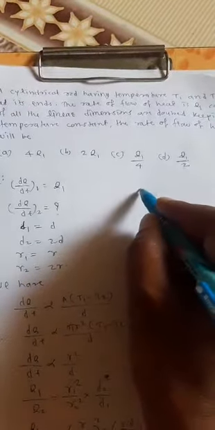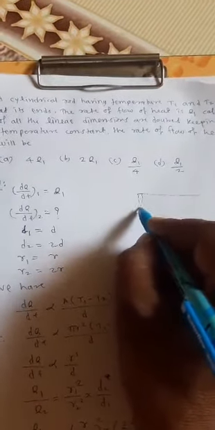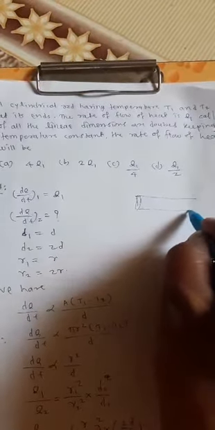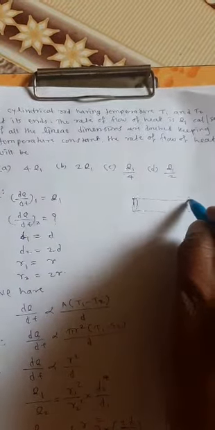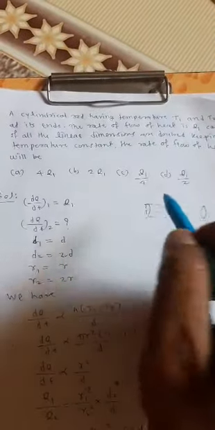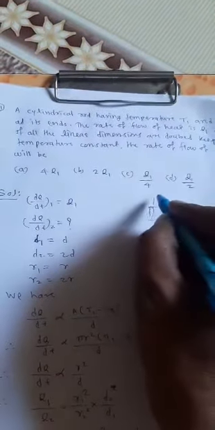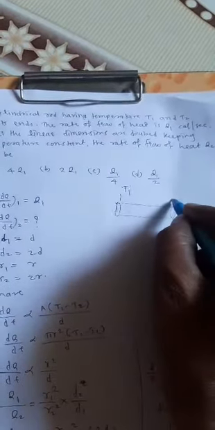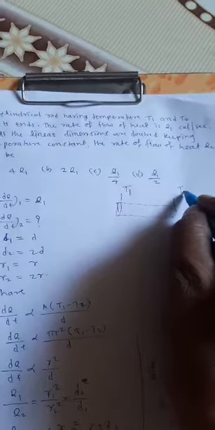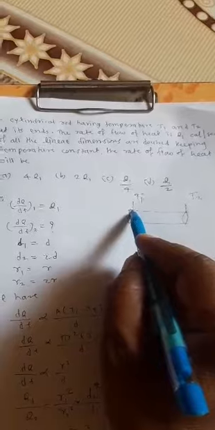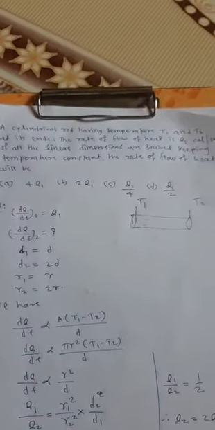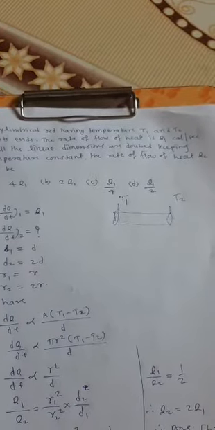See, this is the rod, a cylindrical rod having a temperature difference. The temperature of the first face is T1 and the temperature of the second face is T2. Heat always flows from higher temperature to lower temperature. Therefore, T1 is the higher temperature and T2 is the lower temperature. The rate of flow of heat is Q1 calorie per second.